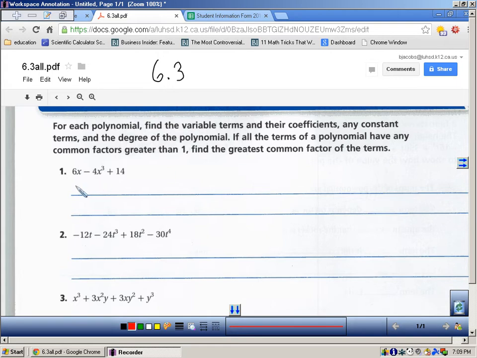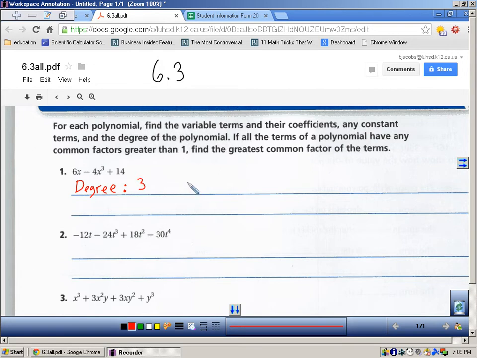So let's find the degree first. I'll use capital D for degree. I'll write it out this time. So there's my degree. And my degree, based on what I see here, is negative 4x to the third power, the largest exponent there. So my degree is 3. Okay? This isn't written in standard form.